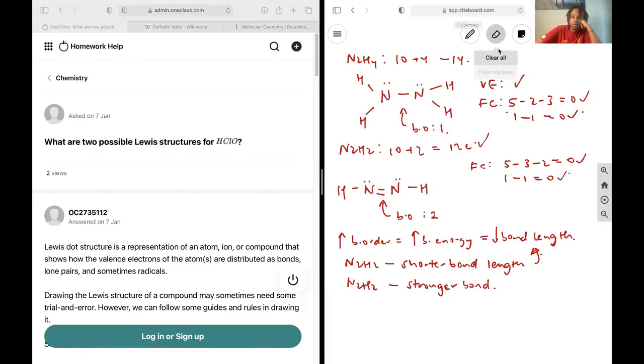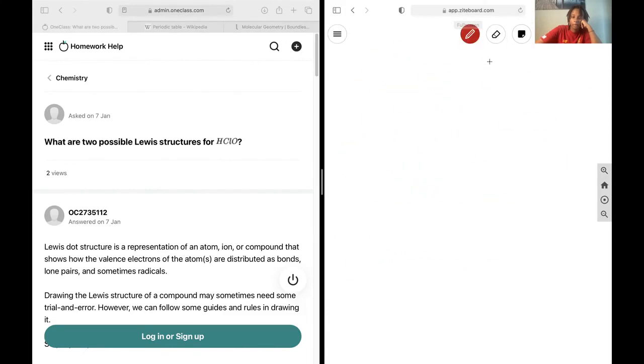Next up, we'd like the two possible structures for HClO. And so again, begin by counting your valence electrons. We have 1 plus 7 plus 6, and that is going to give us 8 plus 6, 14 electrons. And so we're going to get two possible structures if we just do it by trial and error and not by the rules that we know.